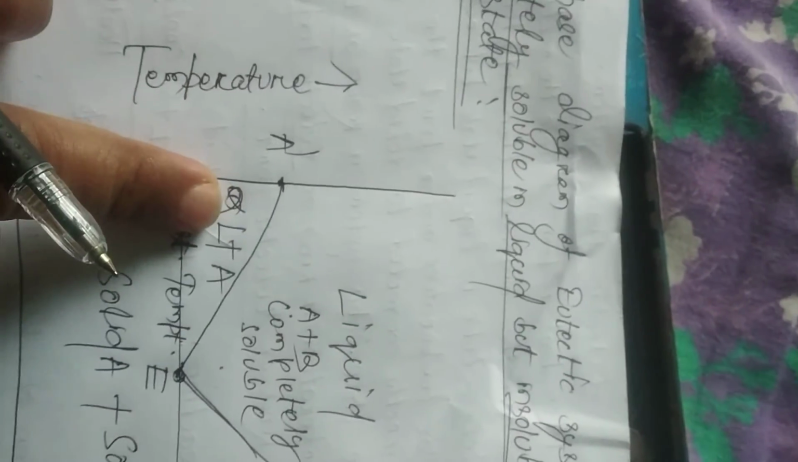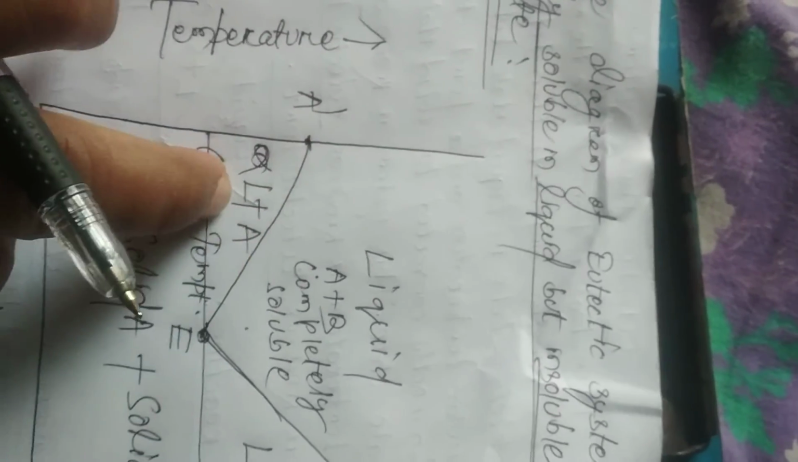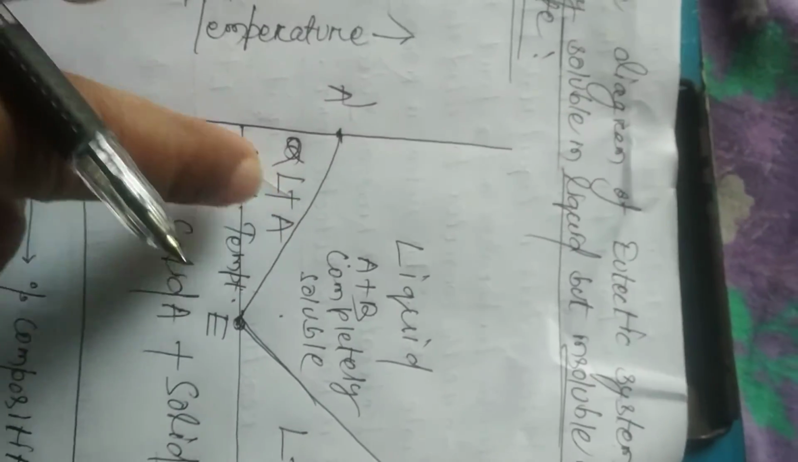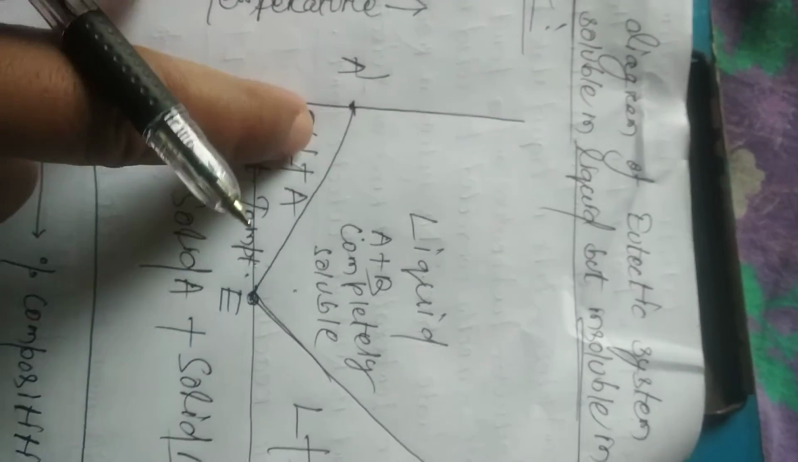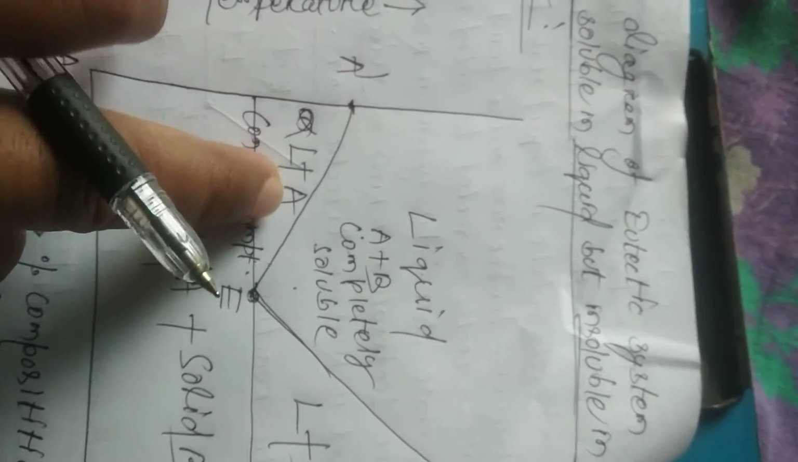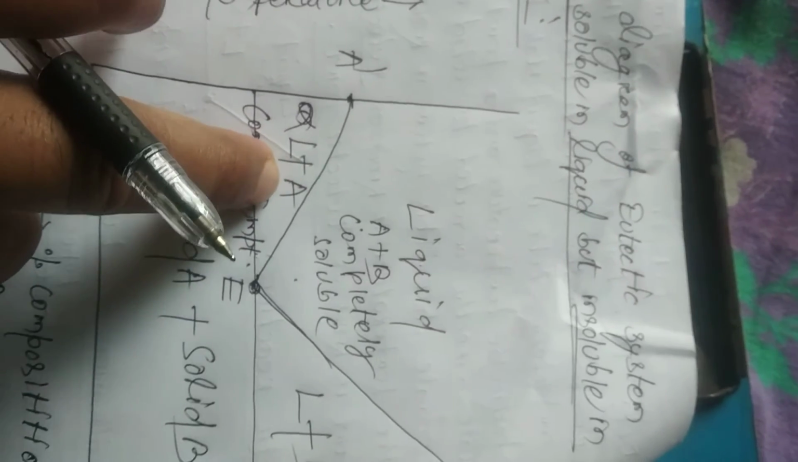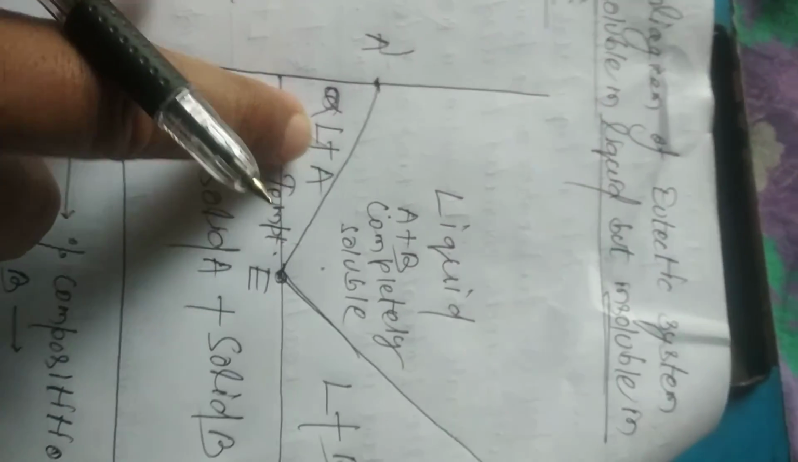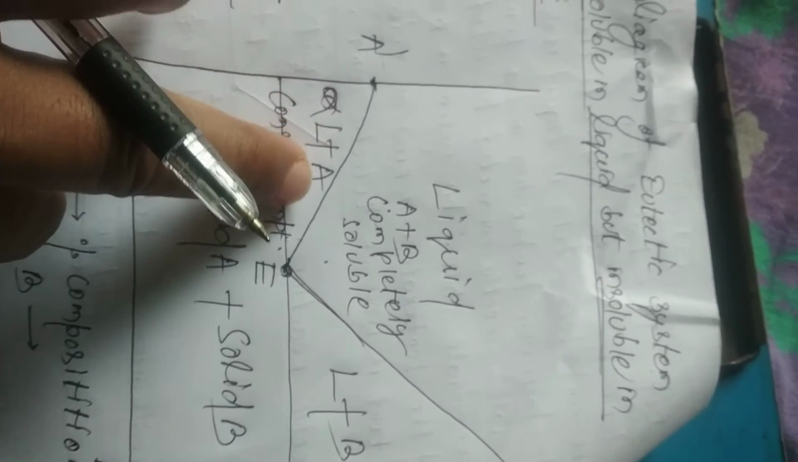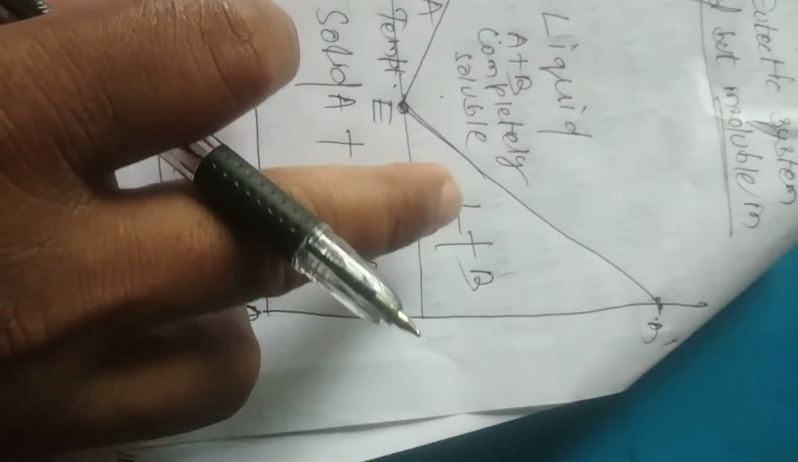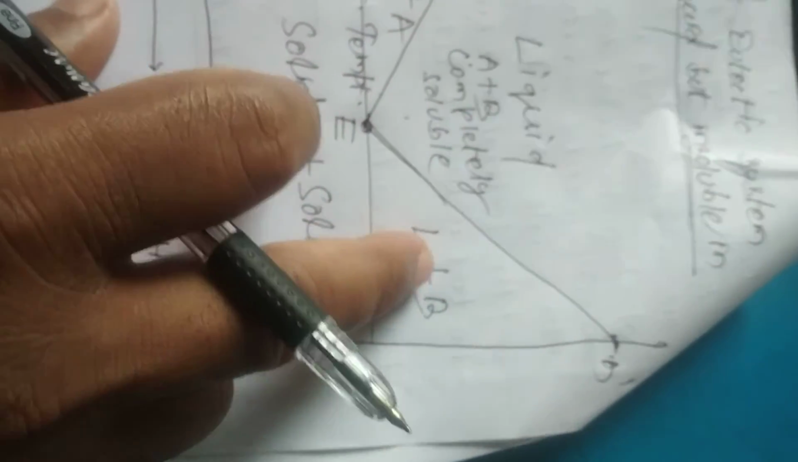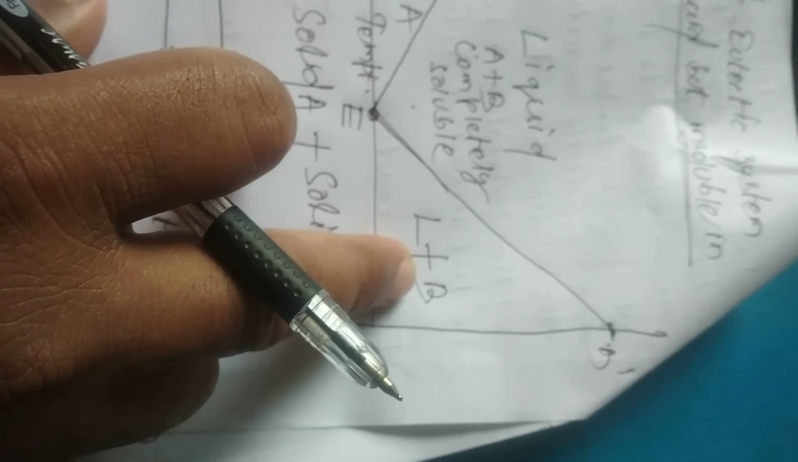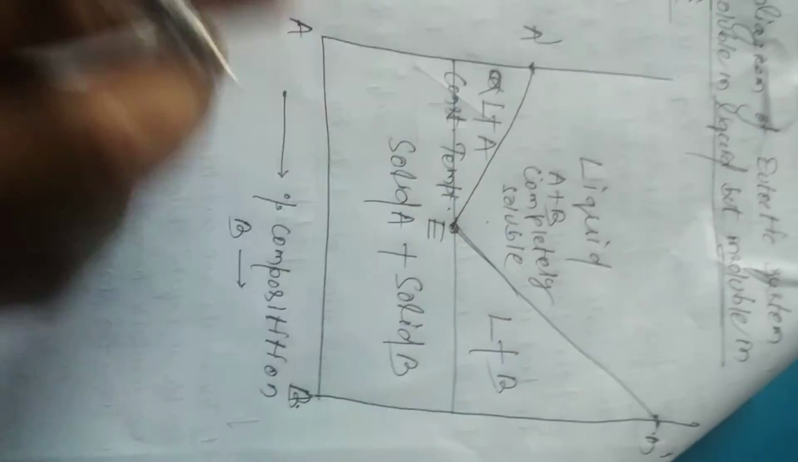Now see, here I have written, this is the intermediate phase, liquid plus solid A. That means in this region, the percentage concentration of solid A is maximum. That's why I have written here liquid plus A. But see, in this portion I have written this is the intermediate phase, liquid plus solid B, because here you see this is the 100% B. So in this portion the percentage composition of solid B is maximum. That's why I have written like this.